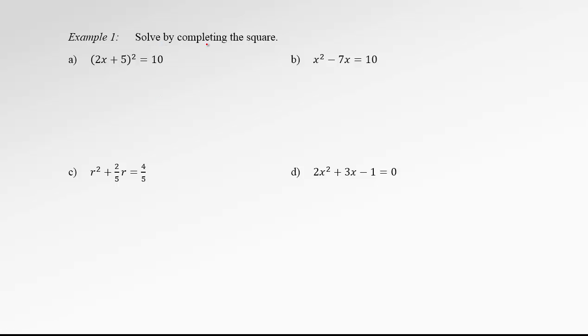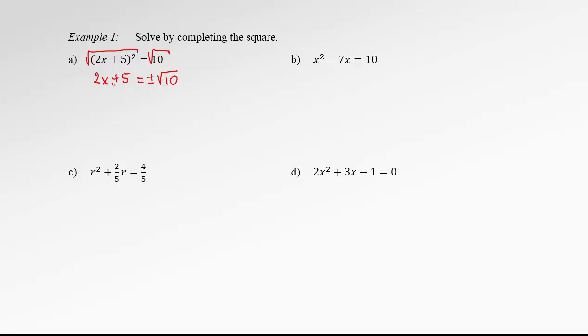Let's practice solving equations by completing the square. In the first example, we already have the perfect square of something equals to a free number. So we are ready to apply square root on both sides, and then square root cancels the square. However, the answer is dual. The left-hand side is equal to plus or minus root 10. Don't forget the plus-minus possibility.